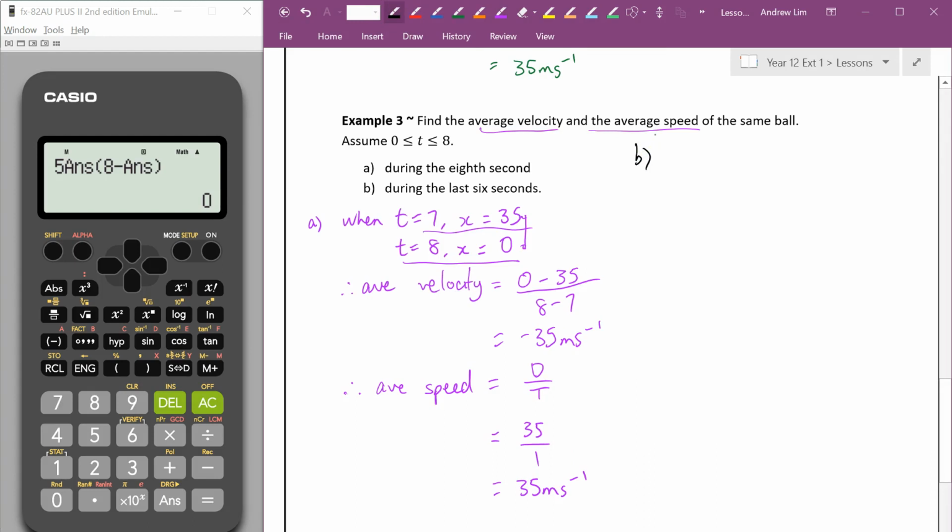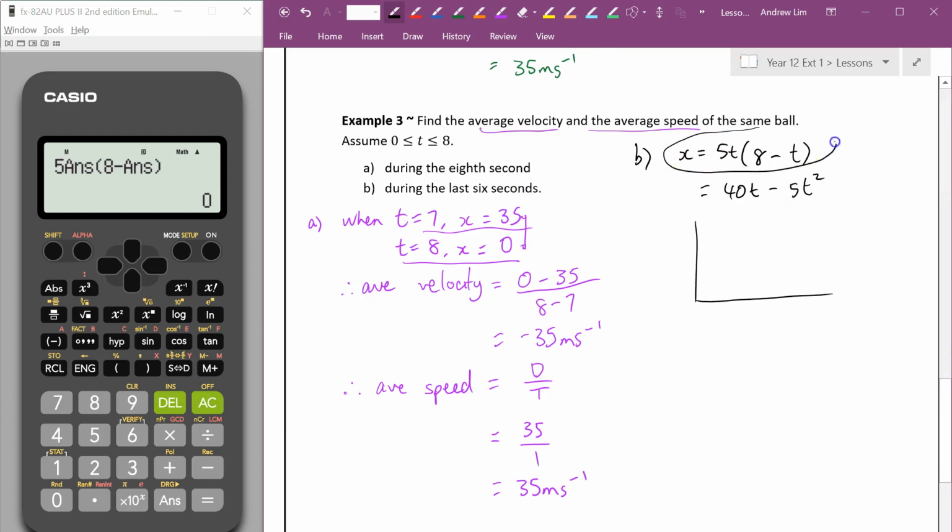But what about B? During the last 6 seconds. We know that the equation of this, x is equal to 5t bracket 8 minus t, when we expand this out, is a quadratic. So that means it's going to be in the shape of a parabola. Now in the last 6 seconds, it's not always going down, so it might be best if we graph this.